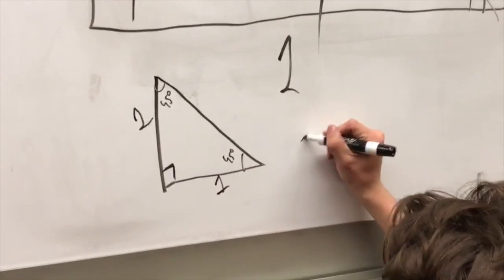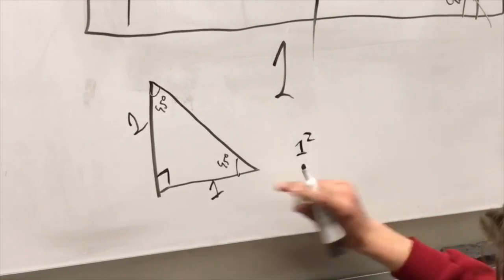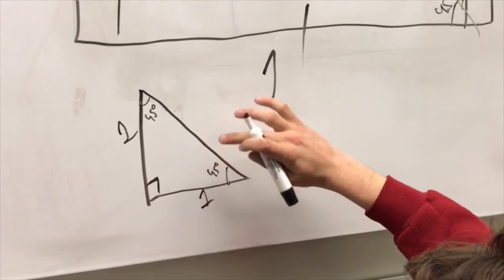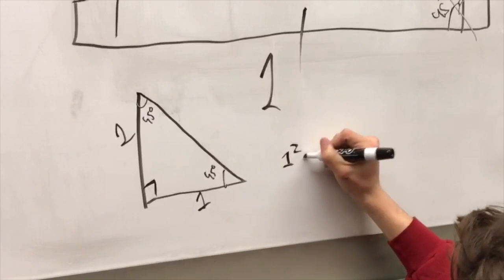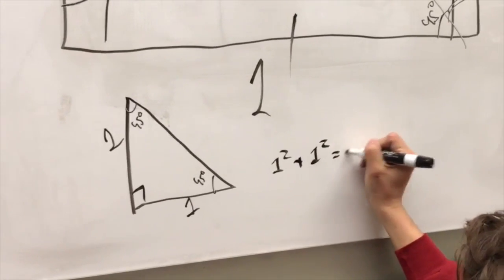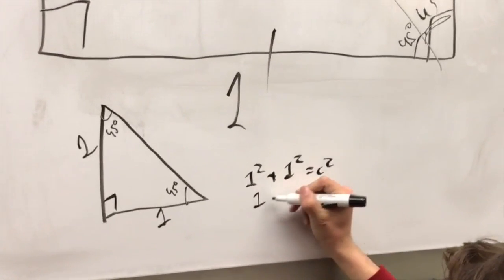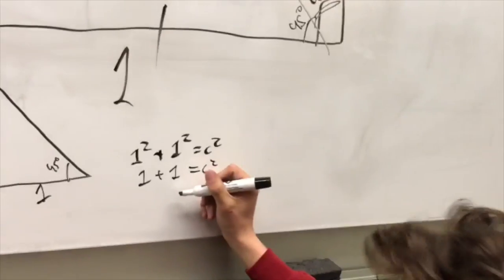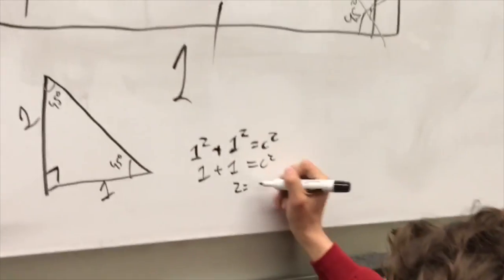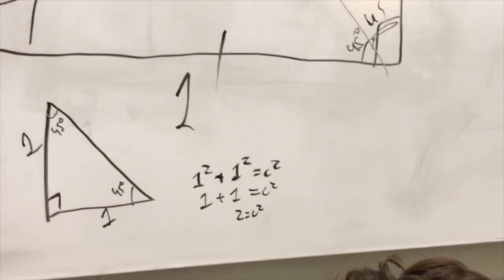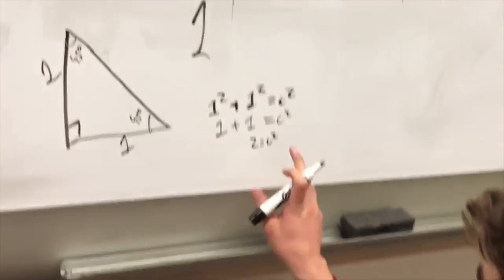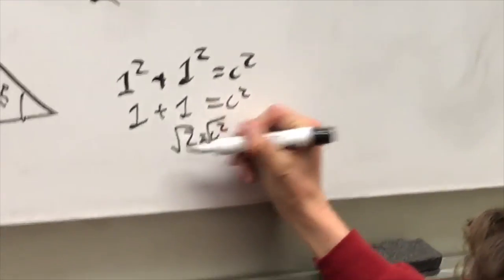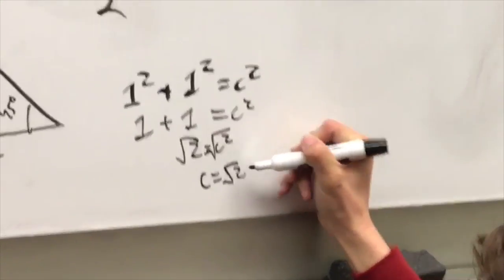Boom! Pythagorean theorem. This is a squared plus b squared equals c squared. 1 squared plus 1 squared equals c squared. It's 1 plus 1 equals c squared. So I guess that means 2 equals c squared. And when you have a squared and you want to get the number, you want to get the exponent by itself, you root it. So c ends up being root 2.